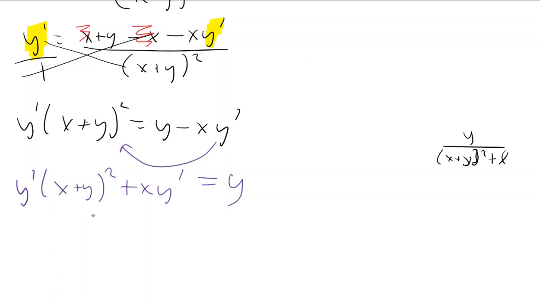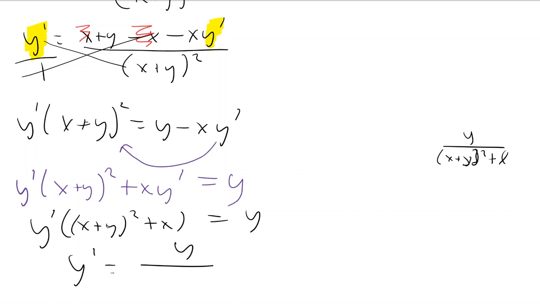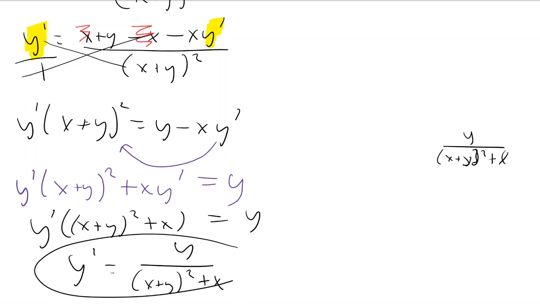Yeah. All right, what do you think we should do after that? Then divide the other stuff out. Okay, so if both of these have a y prime, you could factor out a GCF and then divide them, yes. And then do you see how that's going to give us the y over, divide this over, x plus y squared plus x. And that's how they had it written.